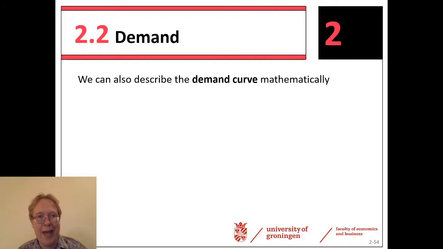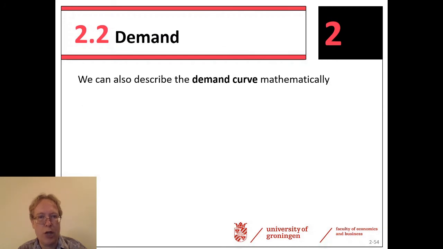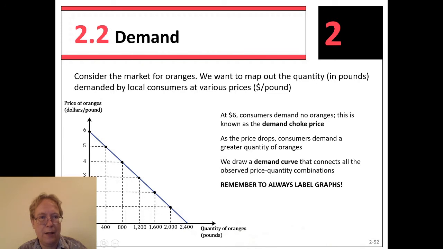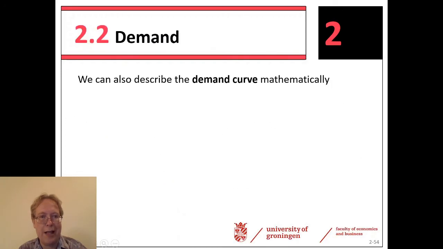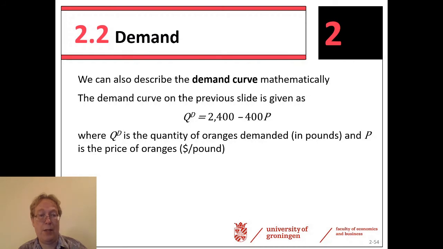We shall also give a mathematical description of the demand curve. So the curve that I just had, if you check, let me go back there, at a price of 0, demand is 2,400. At a price of 6, it is 0. It's a straight line, so if you play around with that, you can see that the demand function looks like this. So QD equals 2,400 minus 400p. P is the price, QD is the demand, as you can see here.